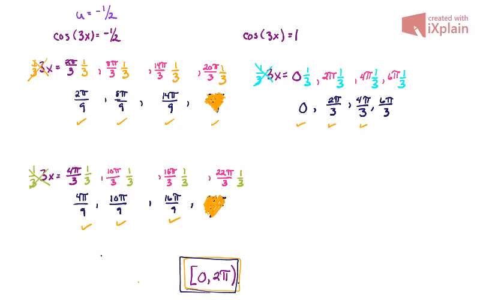0, 2 pi thirds, 4 pi thirds, they all fit, but 6 pi thirds just misses the cut, because if we simplify that down, it does become a 2 pi. But remember, the 2 pi has a parenthesis next to it, so we can't include it in our solutions. So actually, in this particular problem, we have 9 whole different answers. I hope this explanation was helpful. If you do have any other questions, please let me know.